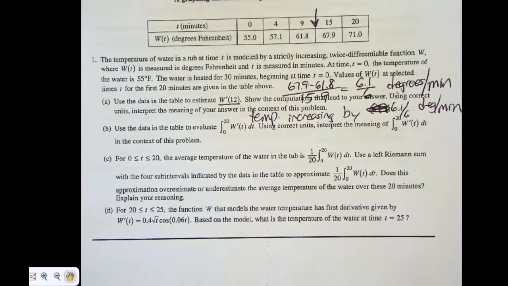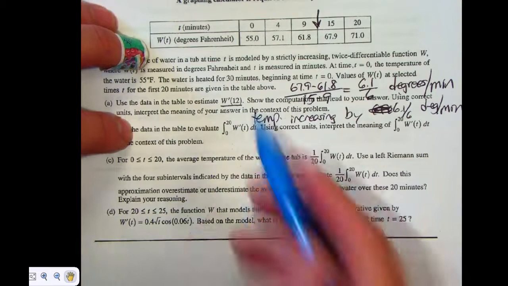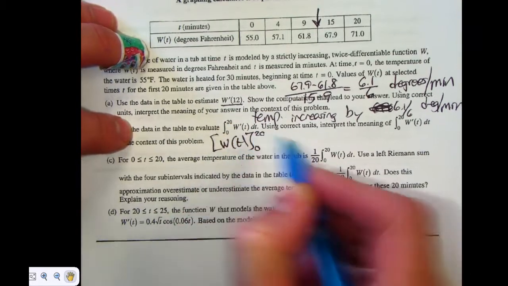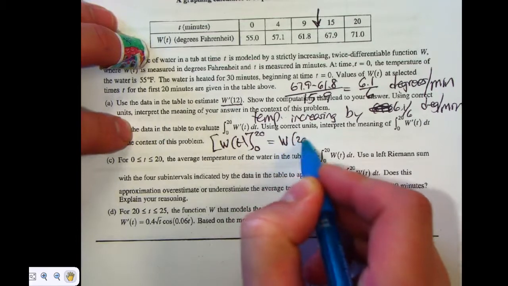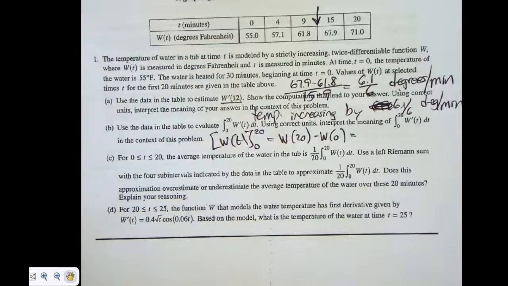Second one. Try to evaluate the integral from 0 to 20 of W prime. Well, that is the fundamental theorem of calculus. The integral from 0 to 20 of W prime, wouldn't that be W of T between 0 and 20? Wouldn't that be W of 20 minus W of 0? Does that make sense?